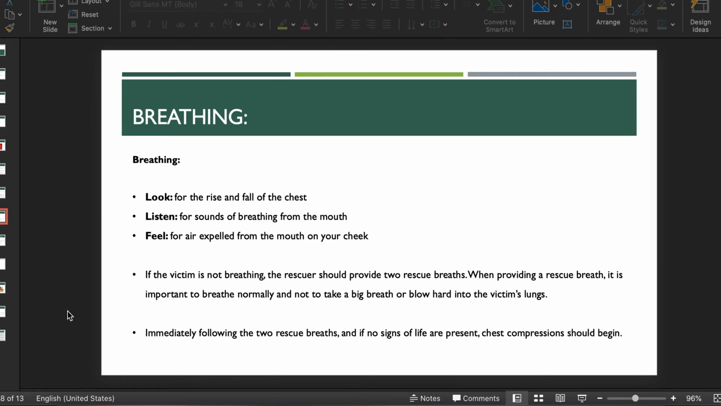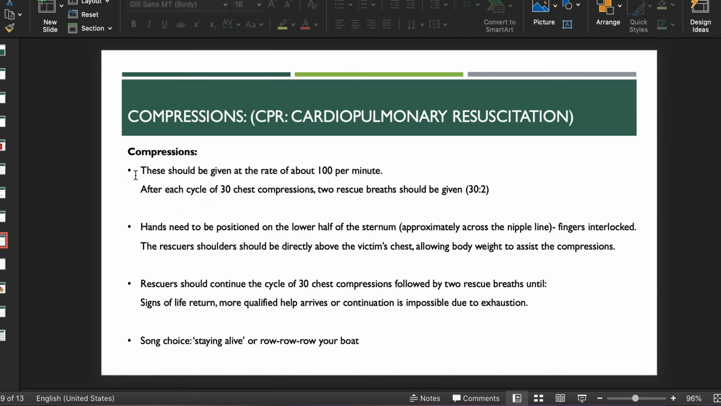Sometimes someone might start coughing and come back to consciousness at this point. If not, we've done our 2 breaths and we need to move on to the C part of DRSABCD. C stands for compressions, or CPR.